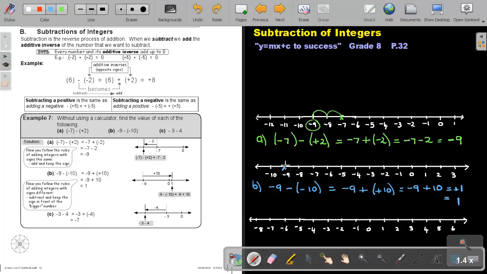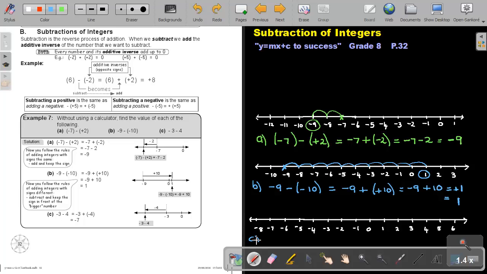There is negative 9. And I go positive 10. So that will be 10 units to the right. 1, 2, 3, 4, 5, 6, 7, 8, 9, 10. And my answer will be 1. Okay, let's look at the final one.